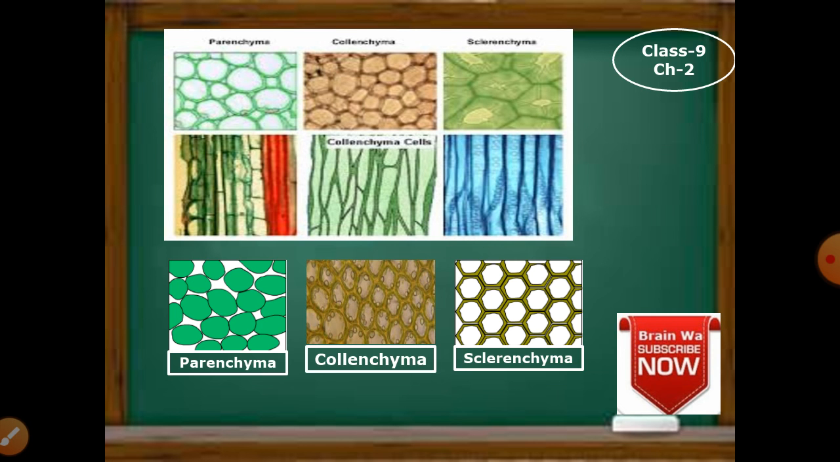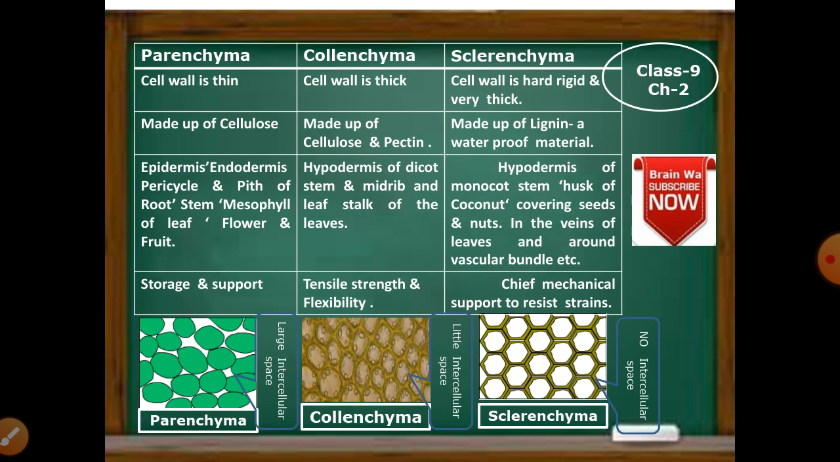Whereas collenchyma, this tissue provides mechanical support, is thickened at the corners and has very little intercellular space. It allows easy bending of various parts of the plant without breaking. And sclerenchyma, these tissues make the plant hard and stiff, thickened due to lignin, with no intercellular spaces. Cells of the tissue are dead, commonly seen in the husk of coconut.